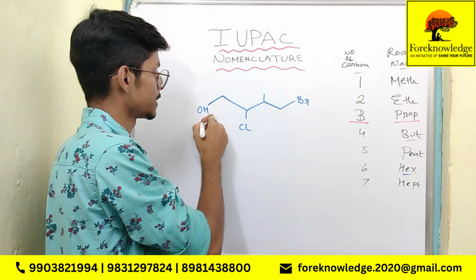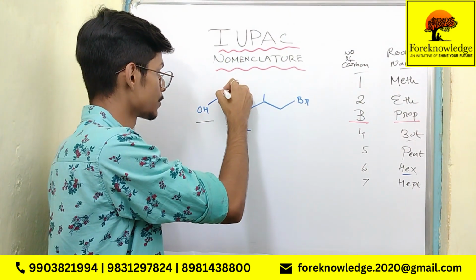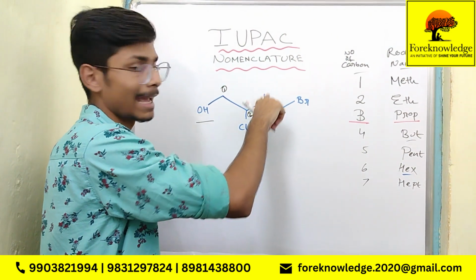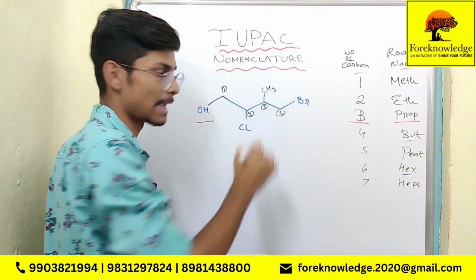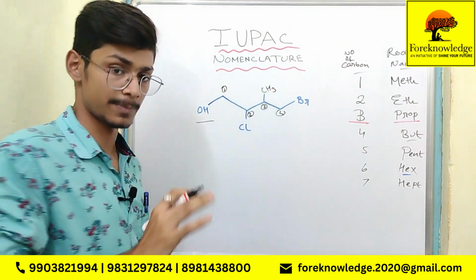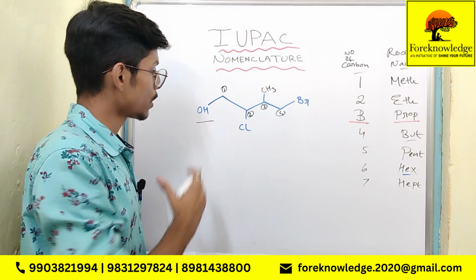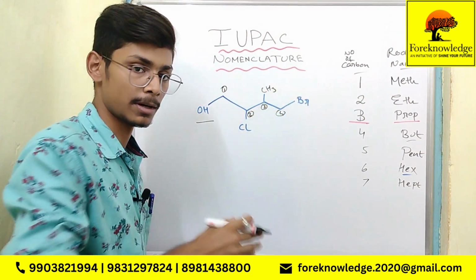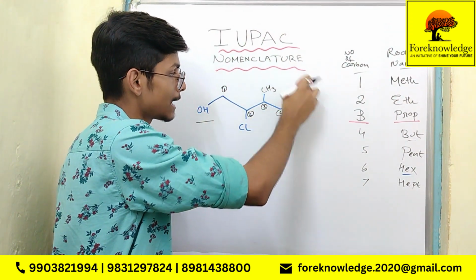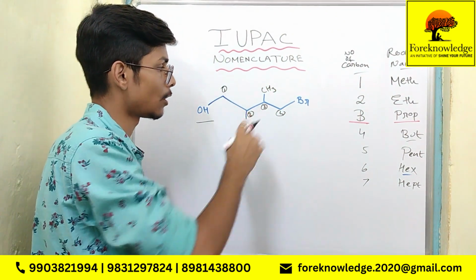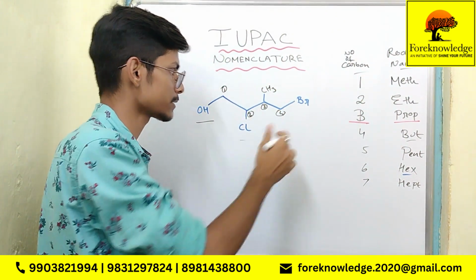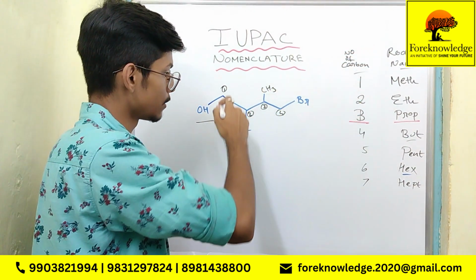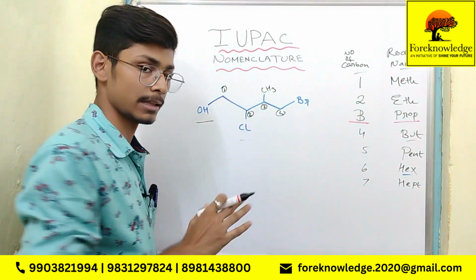Similarly, we'll start numbering from this side as the functional group is our first priority. So 1, 2, 3, 4. Similarly, one alkyl group is present here, that is CH3. Nothing written means one CH3 is present. Okay. So what will be the name? First, you have to write the alkyl or the halogen part. When both alkyl and halogen groups are present in a compound, what do we write first? We will write the halogen first, then the alkyl group, then the number, then the root name, then whether single bond or double bond, then at last the name of the functional group.